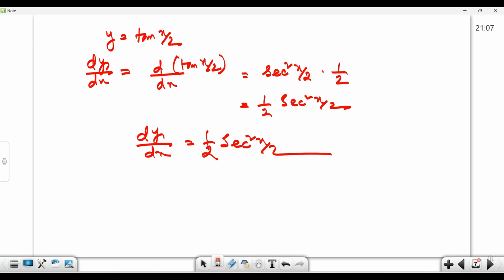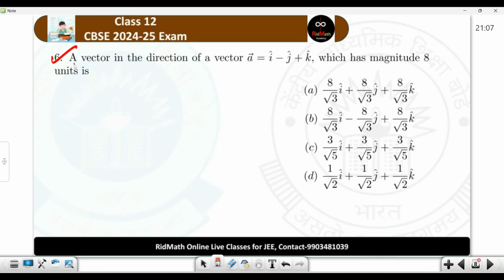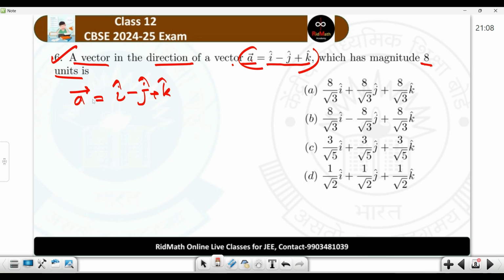Next problem. Question number 6. A vector in the direction of a vector A I cap minus j cap plus k cap, which has magnitude 8 units. So we have to find a vector in the direction of this vector, I cap minus j cap plus k cap.